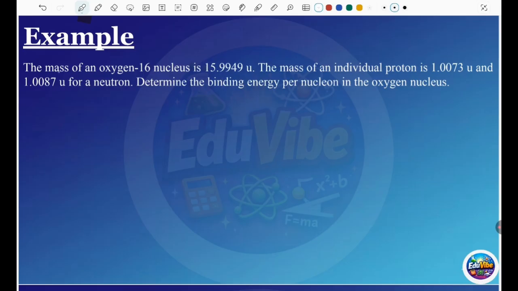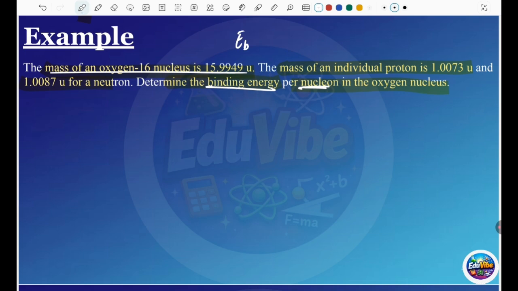The mass of an oxygen-16 nucleus is 15.9949 u. The mass of the individual proton is 1.0073 u and 1.0087 u for the neutron. You have to find the binding energy per nucleon in the oxygen nucleus. So what is called the binding energy? Binding energy is not anything else, this E_B, just E_B. We have to find it per nucleon, which is A. I will discuss that at the end.